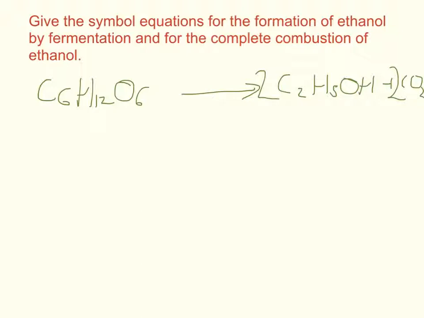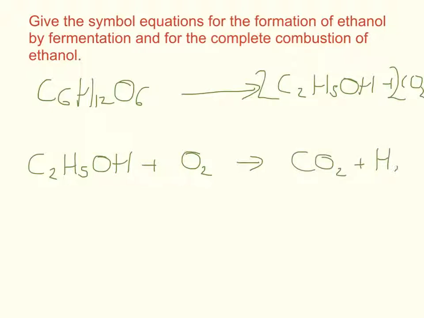For the complete combustion of ethanol, this should be quite straightforward. We're going to start off again with C2H5OH for ethanol. We're going to add O2. If it's complete combustion, we're obviously going to make CO2 and H2O. Now we balance these in exactly the same way as we were doing for the alkanes complete combustion. We've got two carbons there, so I need to have two carbon dioxides. I've got a total of 6 hydrogens there, so I need 3 H2Os there.